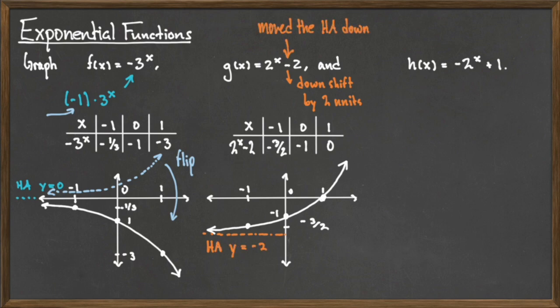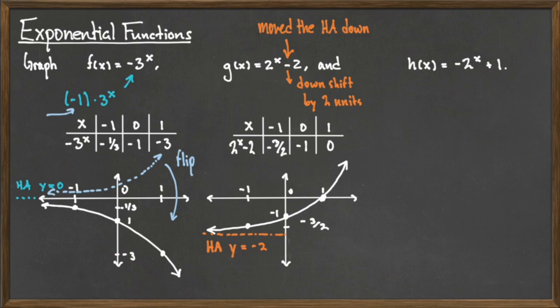Now, if you go back a couple of slides, you'll see this is the exact same shape we would have gotten for 2 to the x by itself, but I have moved it down by 2 units, which means that my horizontal asymptote has also been downshifted by 2 units.